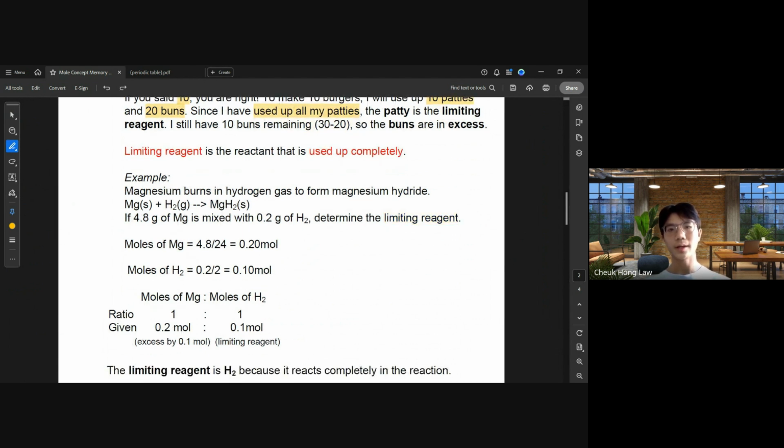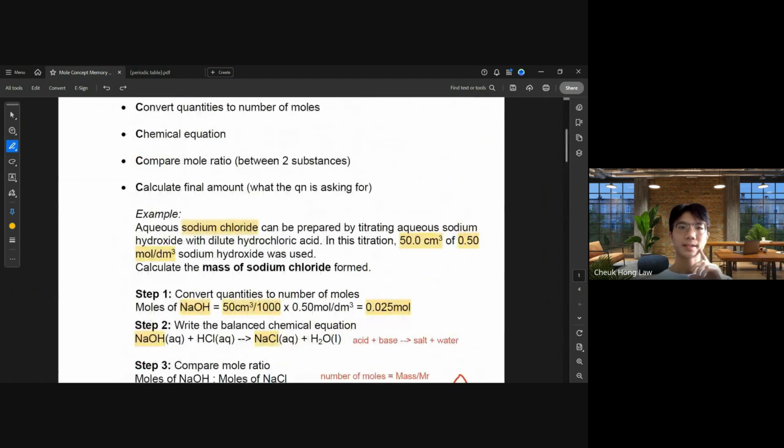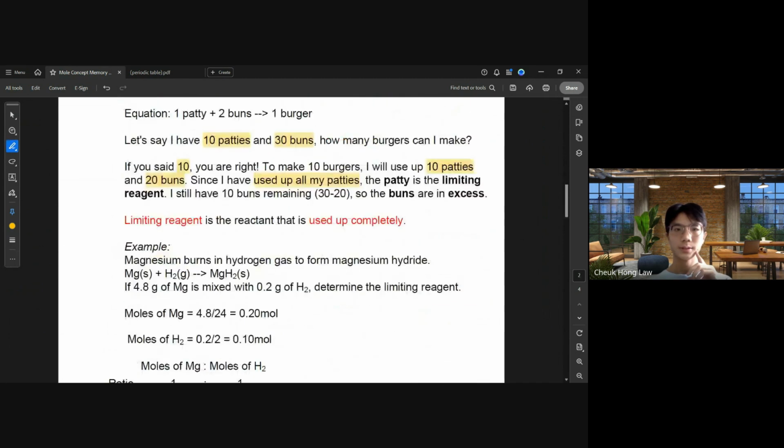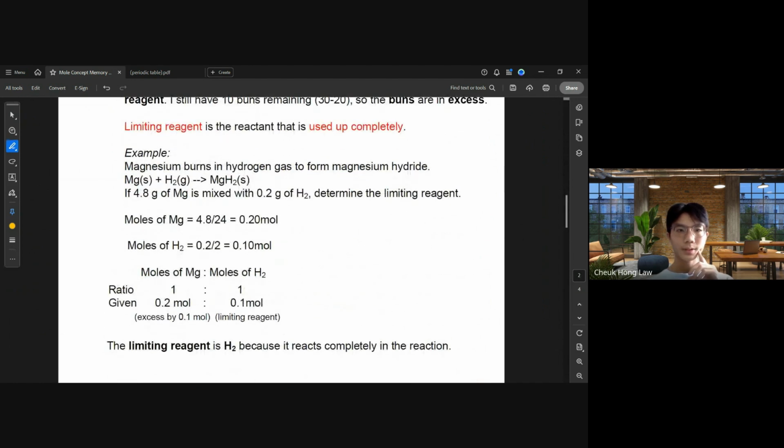First, we follow the same 4 C's in stoichiometry. Convert the quantities to number of moles. So I'm going to convert the quantities given, which are 4.8 grams of Mg and 0.2 grams of H2. These are the quantities given to me.